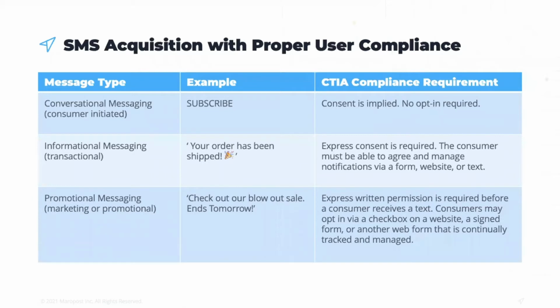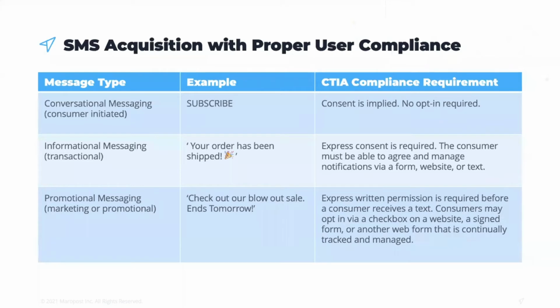The next message type is transactional, and this messaging is similar to transactional email messaging, where the content is update oriented in nature and is triggered by a customer event. These messages still require customer consent, and they need a place for the customer to be able to manage these notifications and opt out at any point in time.